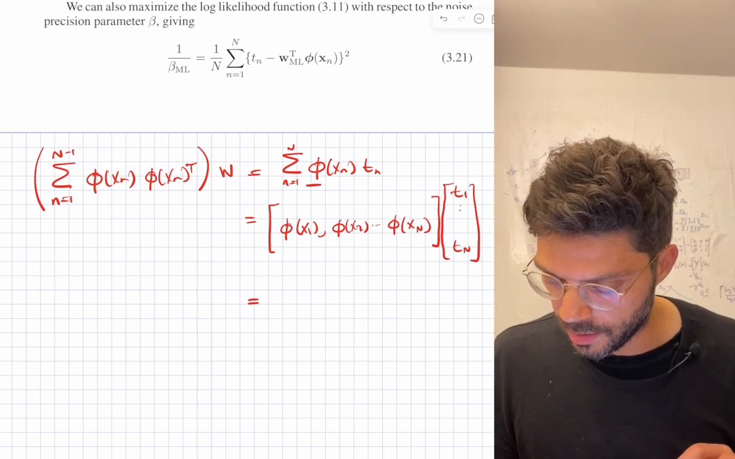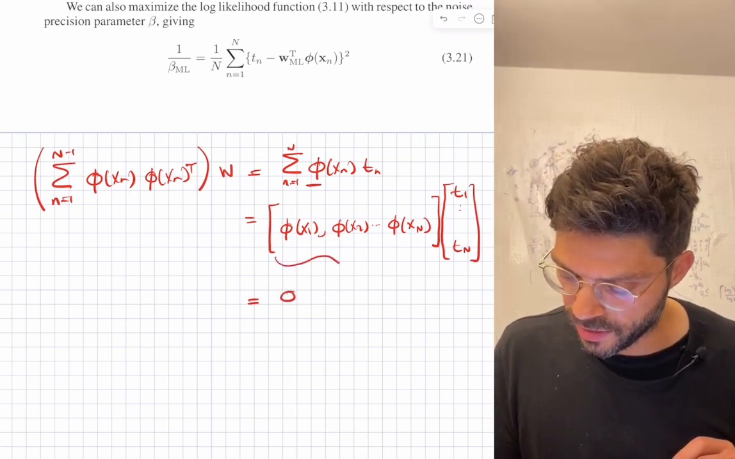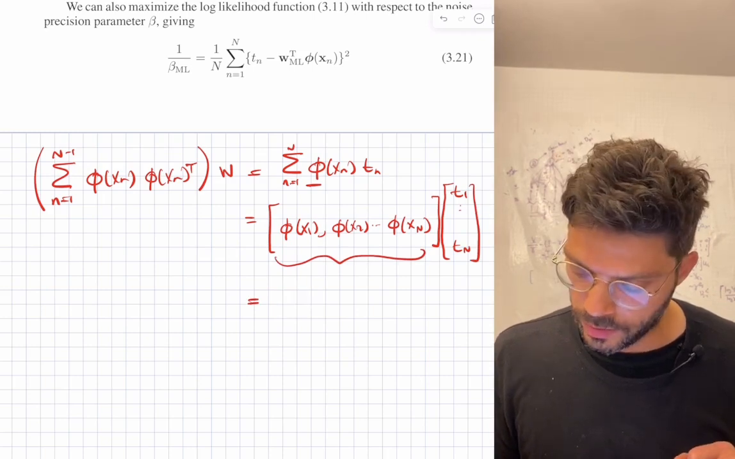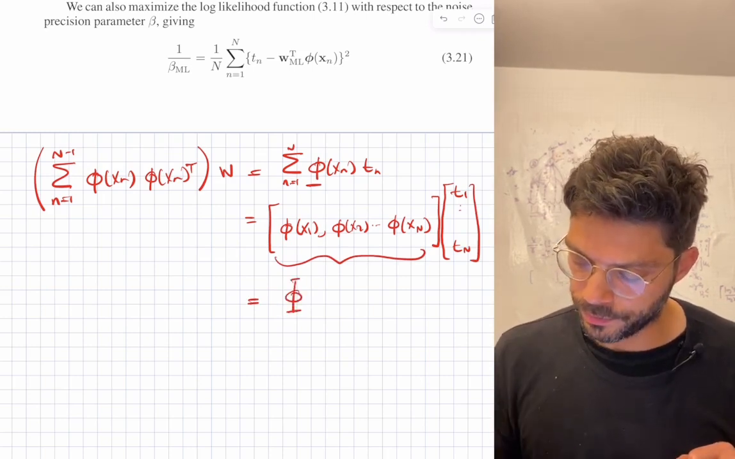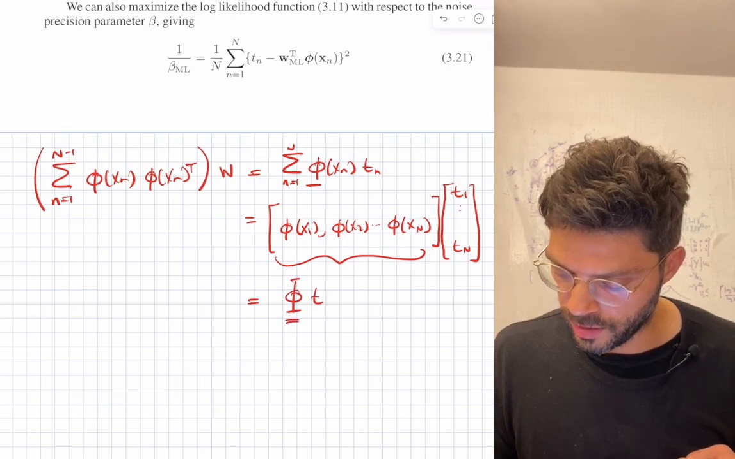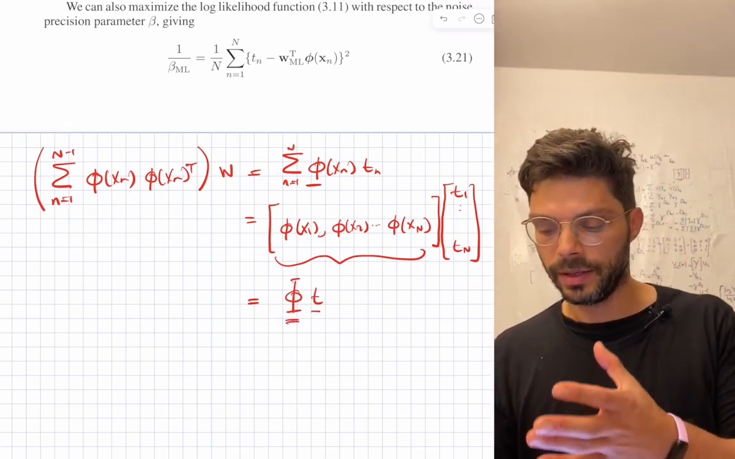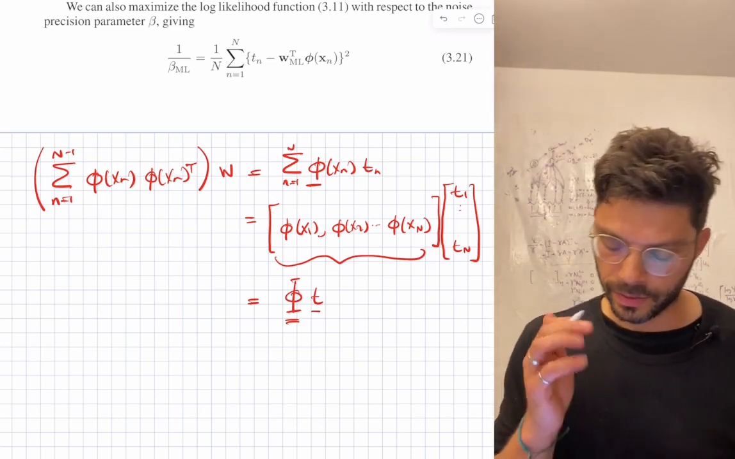So this is the same as, we're now going to define this thing. This is going to be our big matrix. We're going to call this phi, and this is our vector t. So this is a matrix times a vector. So that's great, we simplified the right side. Now what about the left?